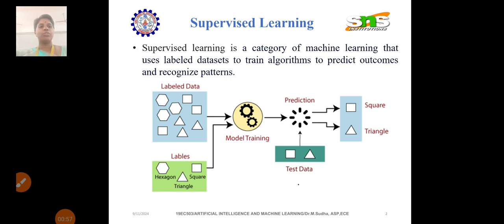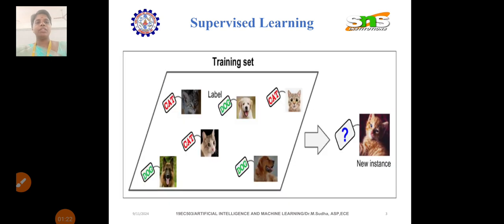What will happen if we give it to the machine learning algorithm? It will use the algorithms and do the prediction on the test data. Based upon the prediction and test data, we get the output, that it is a square and a triangle. Likewise, we will get the output. This is how supervised learning happens. Especially for supervised learning, we need to label the data. Without labeled data, supervised learning will not happen, right?